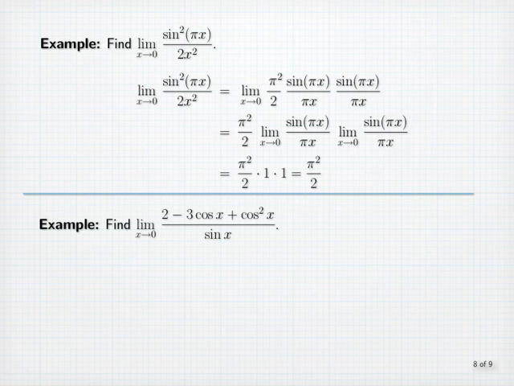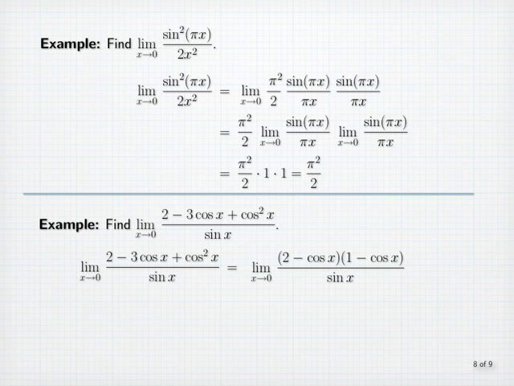Find the limit as x goes to 0 of 2 minus 3 cosine x plus cosine squared x, all divided by sine x. Again, this is a 0 divided by 0 type limit. We can factor the numerator here, fortunately, and get (2 minus cosine x) times (1 minus cosine x) divided by sine x. Next, we'll rewrite that fraction as (2 minus cosine x) times (1 minus cosine x) over x times x over sine x.